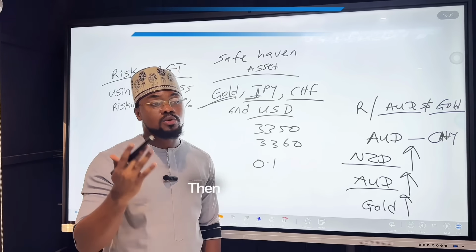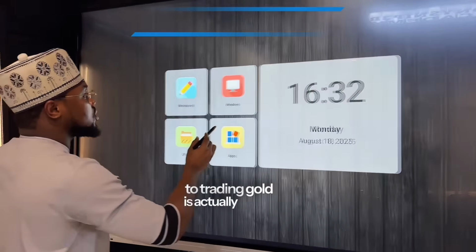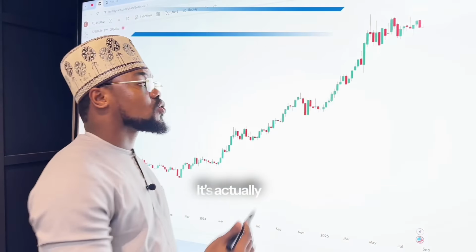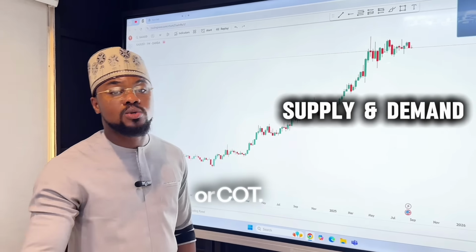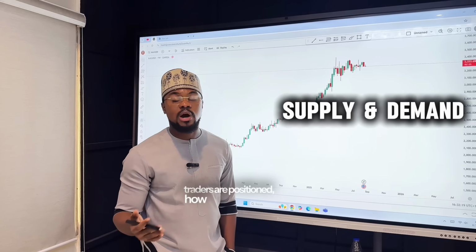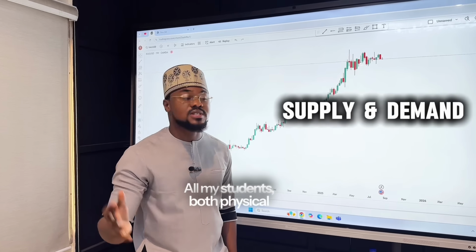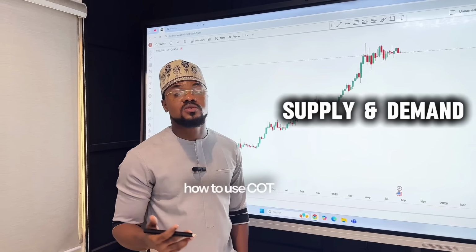All right. Then another key thing that is very important when it comes to trading gold is supply and demand, or COT. Now, COT can help you to see where traders are positioned, how many people are buying, how many people are selling. All my students, both physical and online, they understand how to use COT like a pro.